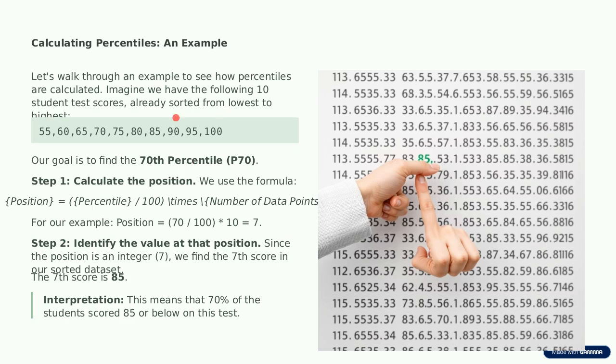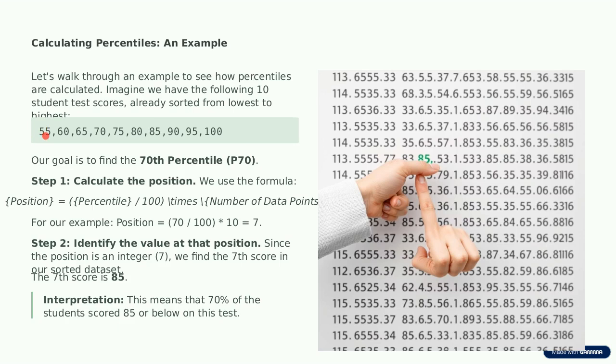It's simple. Here, 70 over 100, don't forget percentile, like percentage, is over 100. So 70 over 100 times the number of data points. There are 10 scores there. So 70 over 100 is 0.7 times 10. 0.7 times 10 is 7. So what this means is that the 70th percentile is at the 7th position. As long as your data set has been arranged, just go there and look for the 7th position.